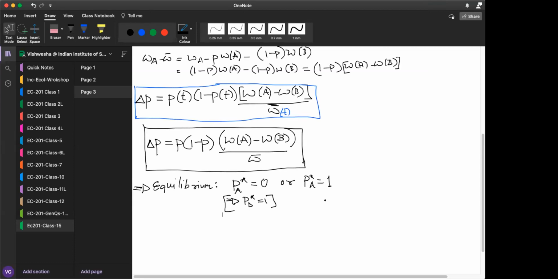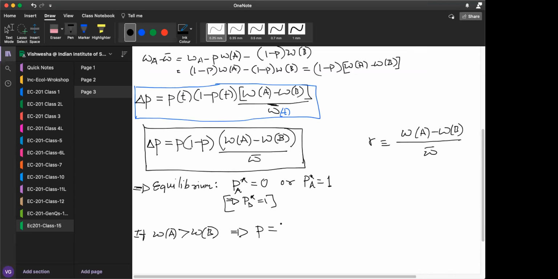And we can also think of stability if omega A is greater than omega B. What does that mean? This entire term is like the intrinsic growth rate term, right? If you remember, we had this term R in the logistic model. If R was greater than 0, what was the stable equilibrium? X equal to K, 1, right? Or in this case, P is equal to 1. Yes, stable.